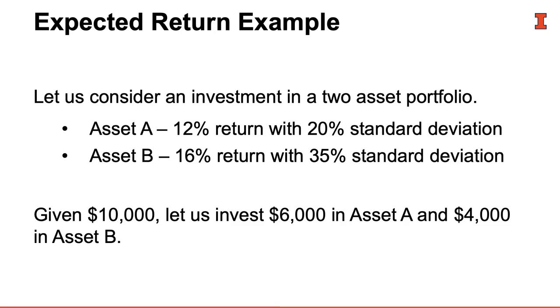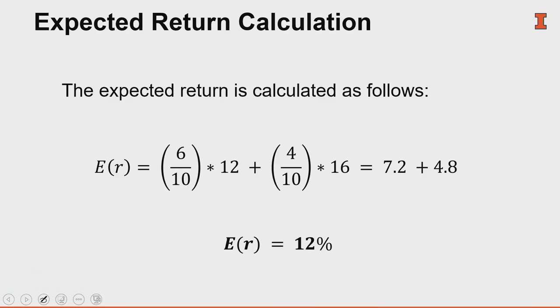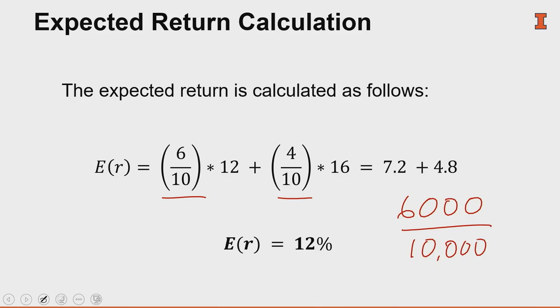So how do we do that? First, we calculate the weights. The weights are here and here. And the first weight is really $6,000 divided by $10,000, which is the same as 60% or 6 over 10. Similarly, the 4 over 10 represents the $4,000 divided by the $10,000 that you have to spend total. So this is really equal to 0.6 and 0.4.